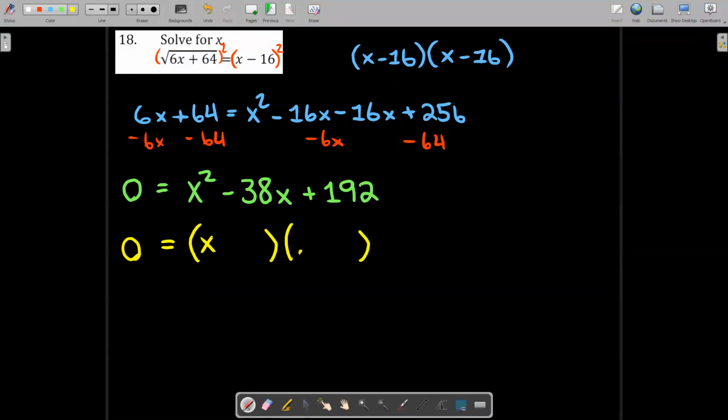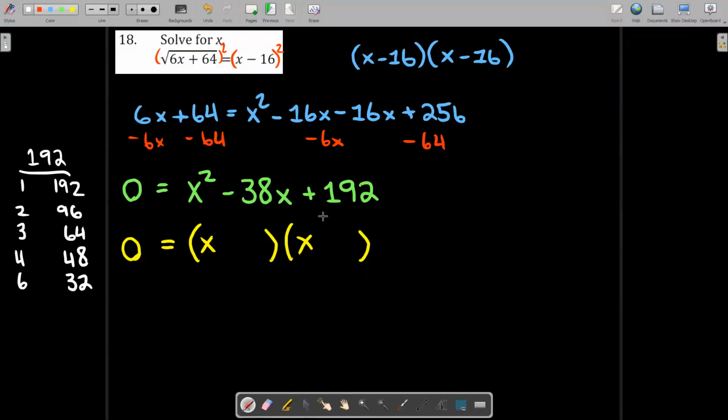Now I'm going to turn this trinomial into two binomials. The x times x is where we get the x squared. And then we need numbers that multiply together to make 192 and add together to make negative 38. If you don't know those numbers, just make a list. I do not know those numbers off the top of my head, so I will. That'd be 1 and 192. That would be 2 and 96. That would be 3 and 64. That would be 4 and 48. 5 doesn't go in evenly, and 6 and 32.